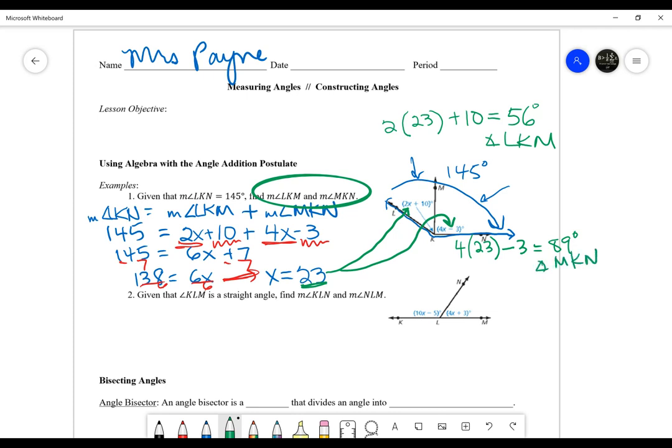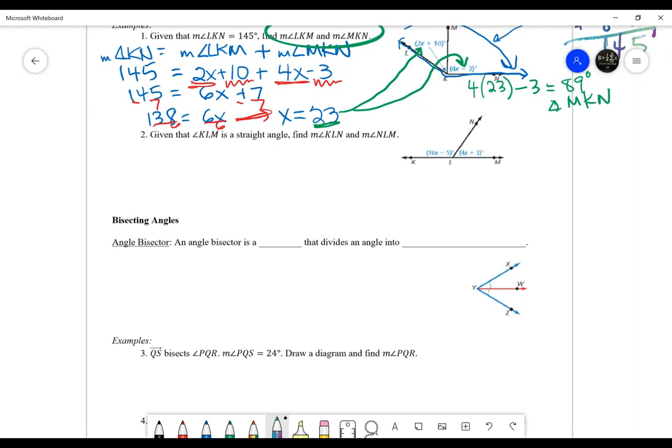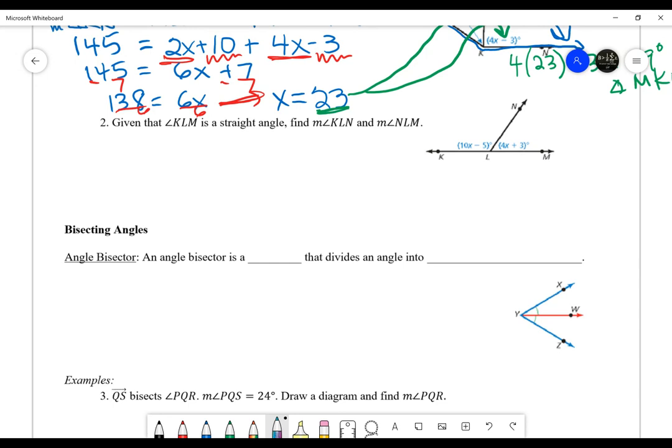And because I am conscientious and I always like to know when I'm right, I'm going to check to see if 56 plus 89 equals 145. So 6 plus 9 is 15. Carry the 1. And yay, I am correct. Whenever you can check it, do so. That's what a scholar, an excellent student, does.